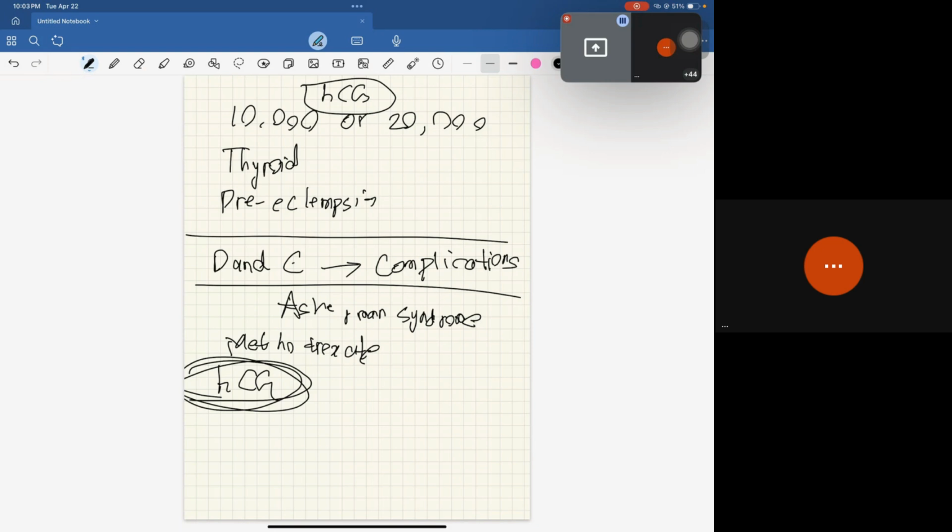So that marks the end of our female reproductive pathology. And now the male part is left. Does anyone have any questions till now?